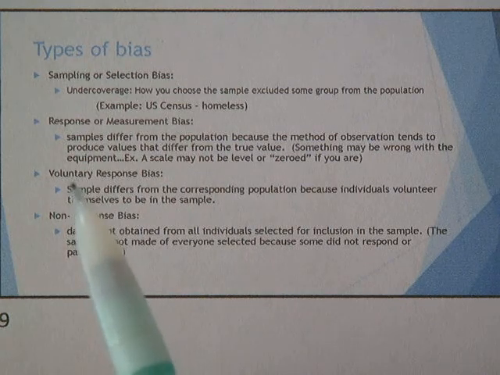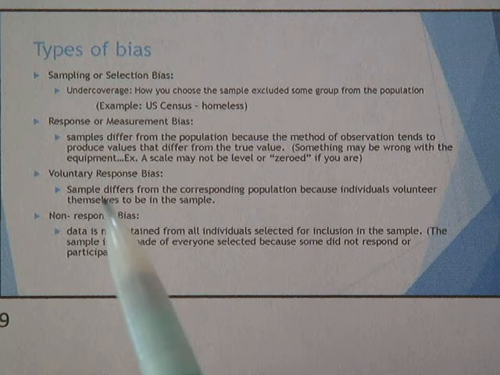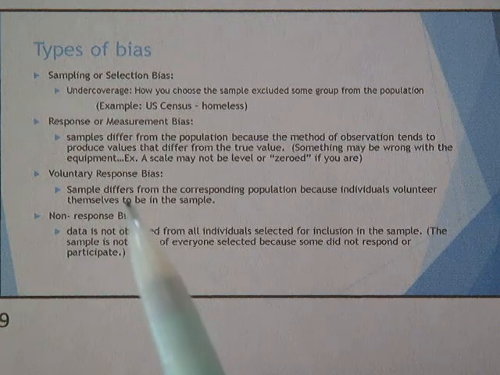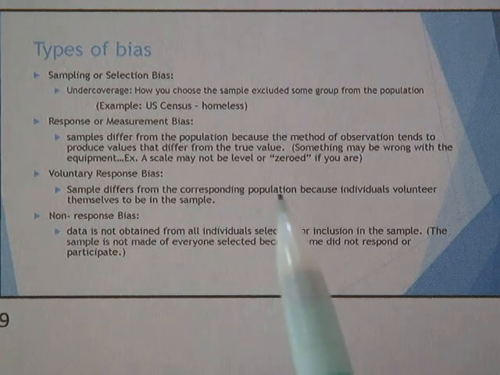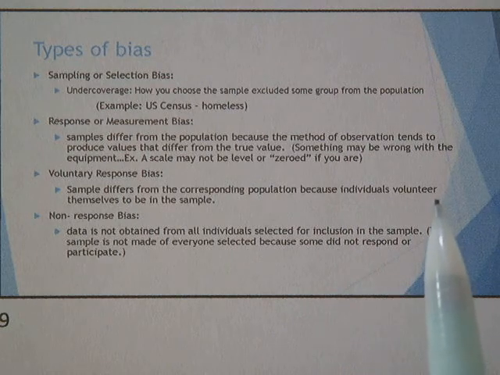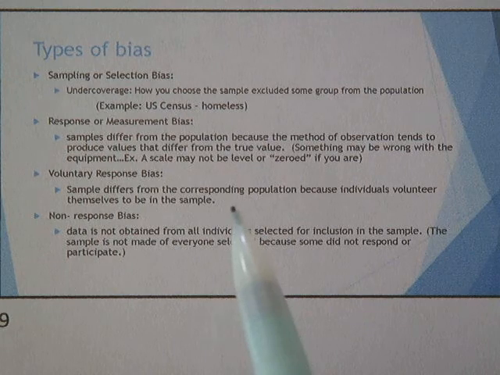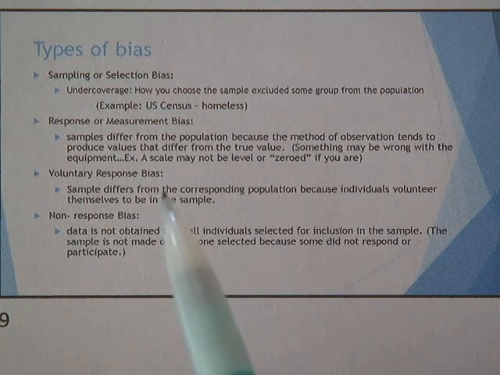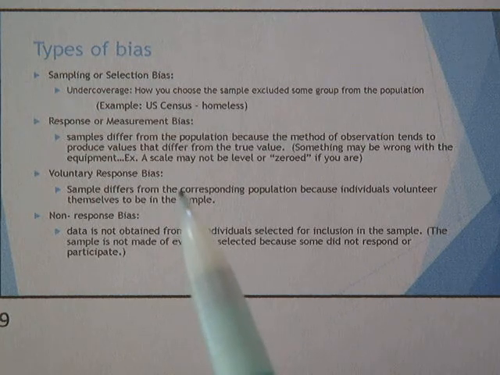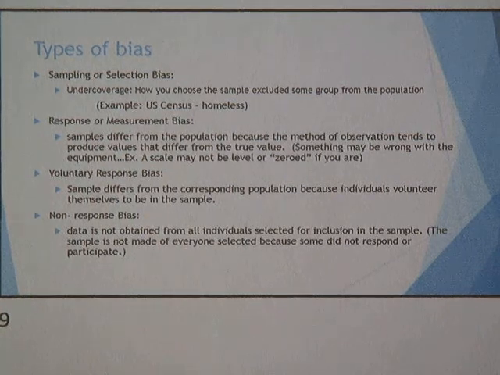Another type of bias is voluntary response bias. Anytime people are volunteering to be part of your study, you're going to have this kind of bias in there. This is when the sample differs from the corresponding population because individuals volunteer themselves to be in the sample. Anytime you have people volunteering to be part of your sample, you're going to have that in there. And you can't really avoid that, but if you can possibly do it without having people volunteer to be part of your sample, that's the way you want to do it.